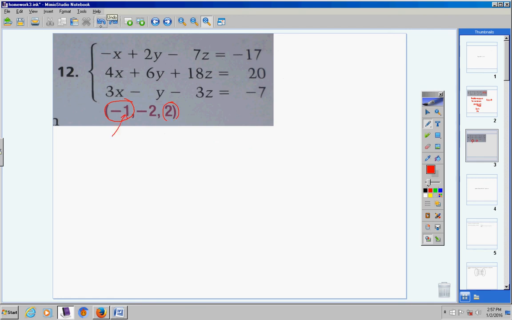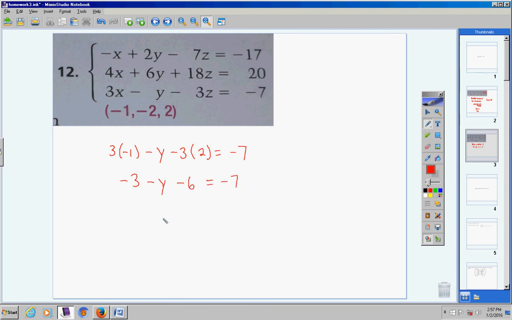And here we go. Where the x is, I'm going to substitute a negative 1. Where the y is, I'll leave that negative y. Where the z is, I'm going to substitute 2. We're going to solve for y. 3 times negative 1, negative 3. Bring down your negative y. Negative 3 times 2, negative 6.